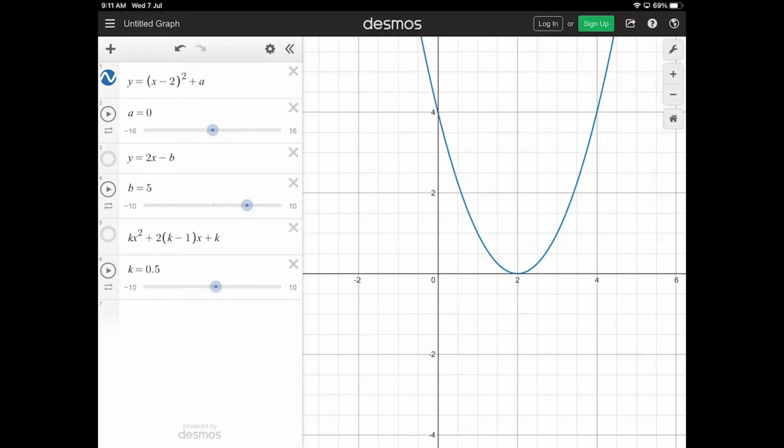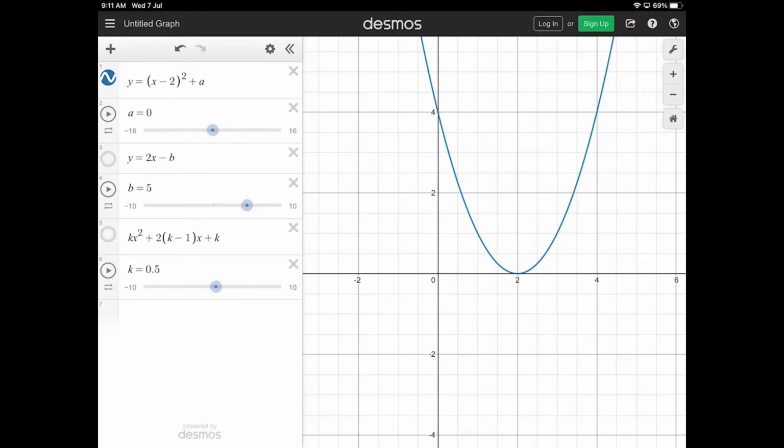Okay. So here I have a quadratic, right? The quadratic is (x − 2)², and I've added in this constant plus a. In your textbooks, they always gave you k. They liked the letter k for some reason, okay? I've used the letter a for this one.